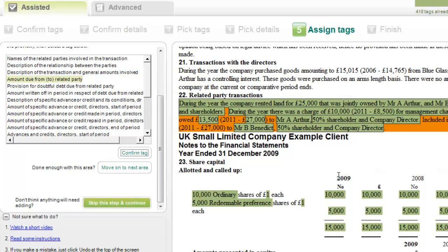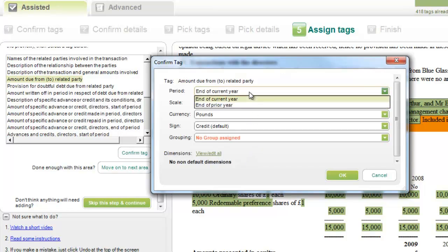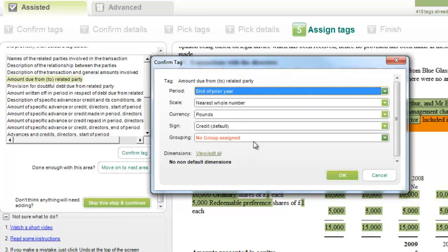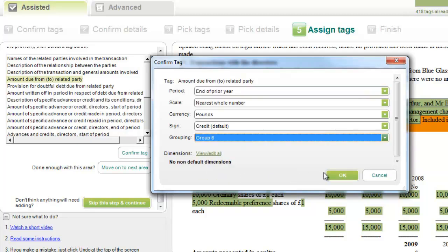The final tag is for the amount due at the end of the comparative year. So I'll highlight the figure. Now this is where I duplicate the use of the amount due from to related party tag that I used on the previous amount. So when confirming this tag, I need to select the correct period, and also I need to add a new group, otherwise we will have two differing amounts assigned to the same group.